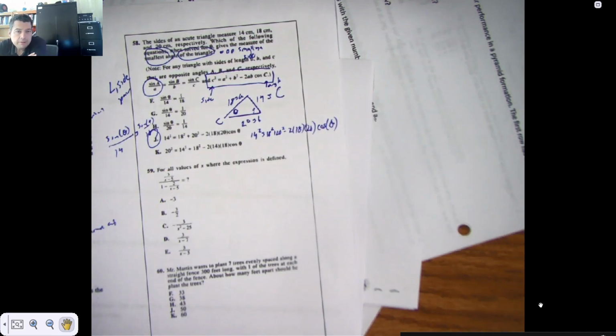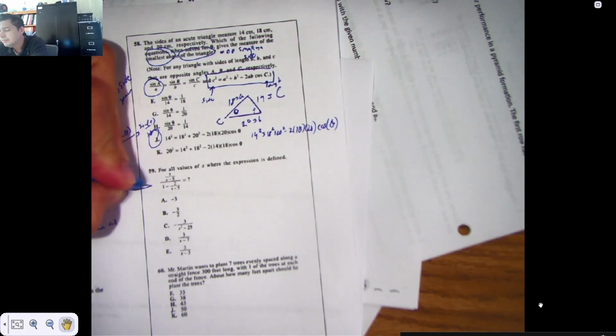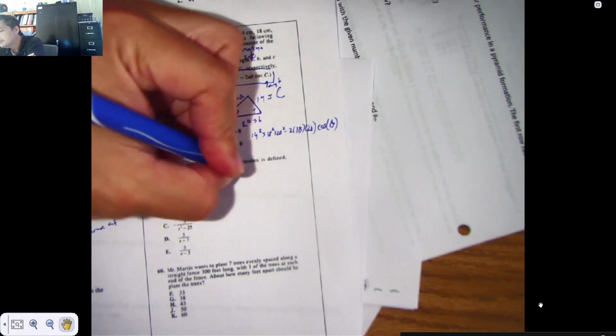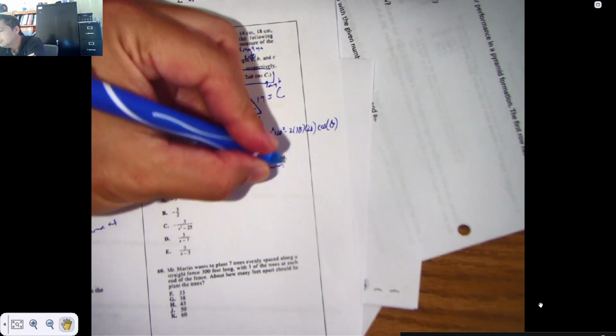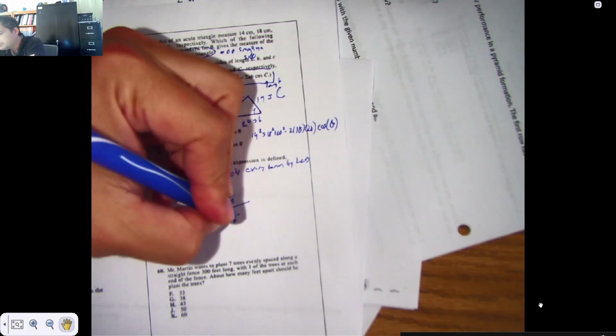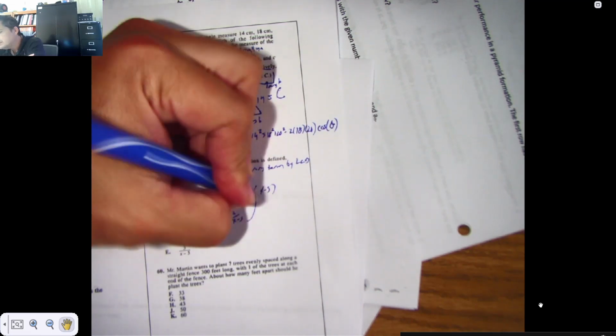For all values of x where the expression is defined, 3 over x minus 5 divided by 1 minus 2 over x minus 5, what is this thing equal to? The technique here, this is what we call a nested fraction. And what we do is we multiply every term by the LCD. This got removed from Algebra 2 standards, but it is still an ACT standard.